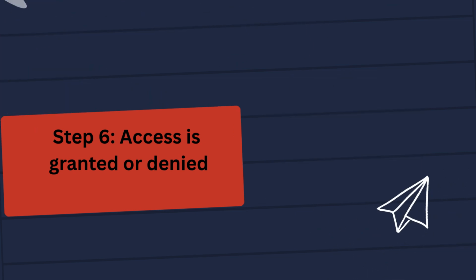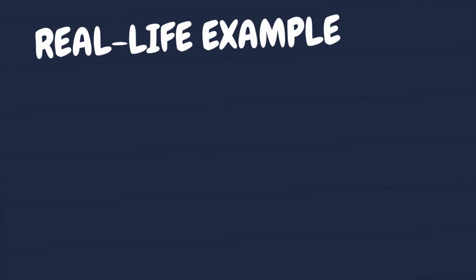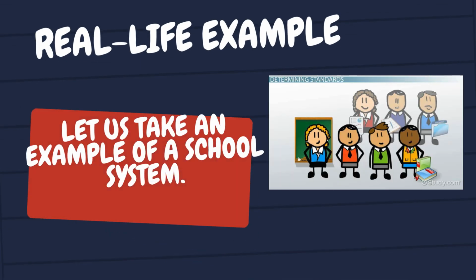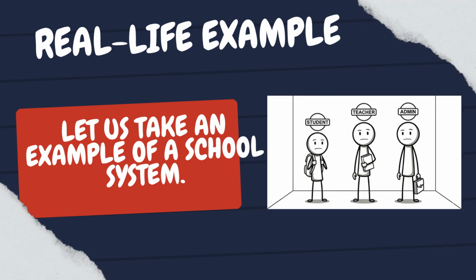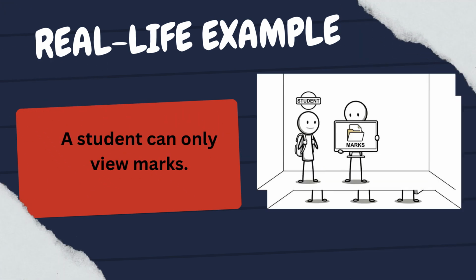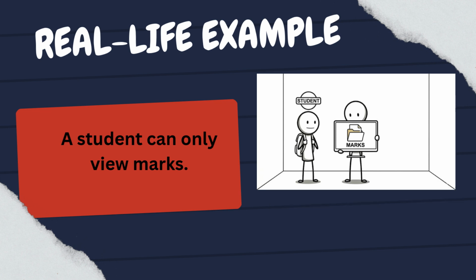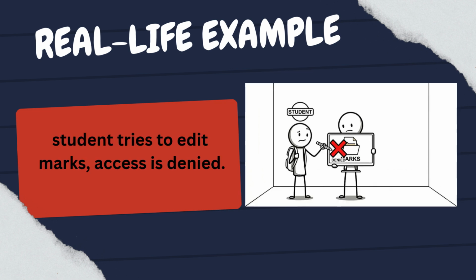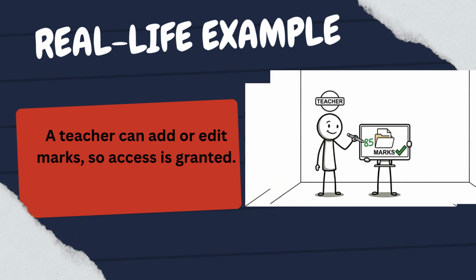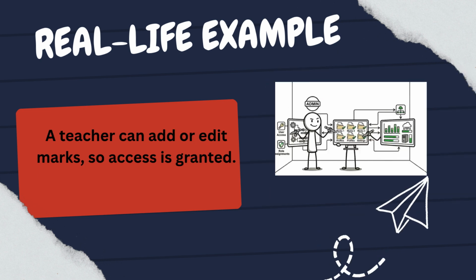To understand this better, let us take a real-life example of a school system. In a school, there are different roles such as student, teacher, and admin. A student can only view marks and basic information. If a student tries to edit marks, access is denied. A teacher can add, update, or edit marks. So when a teacher performs the same action, access is granted.